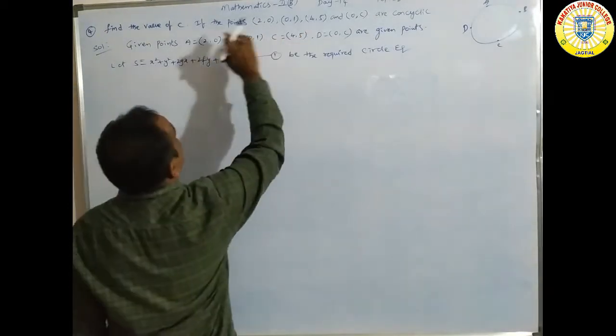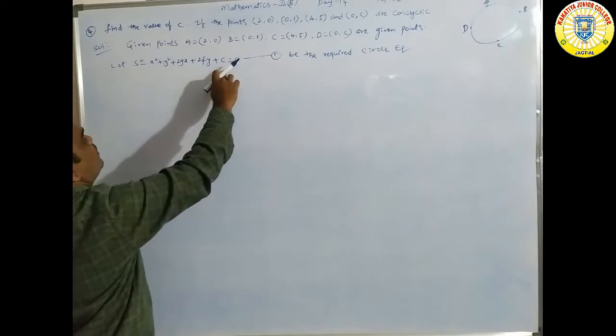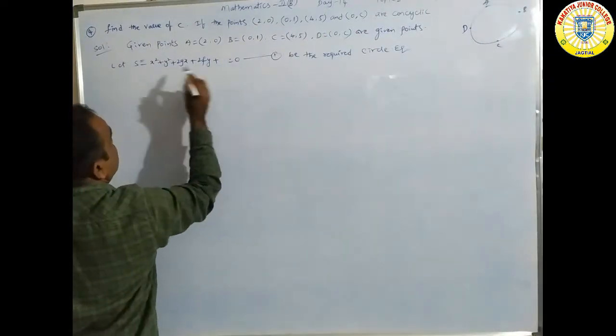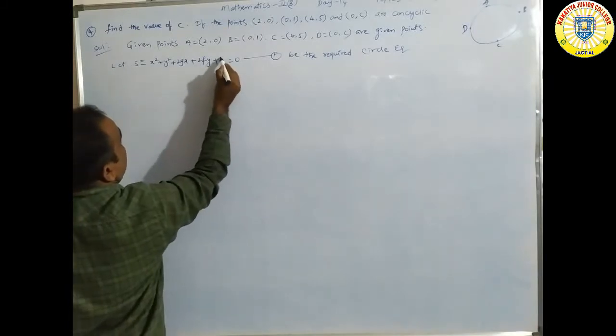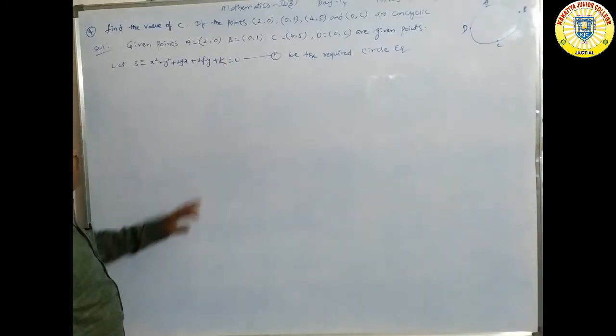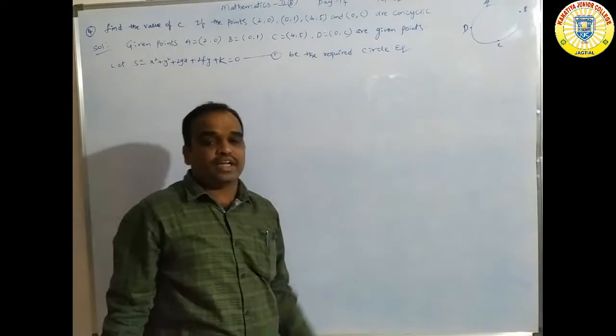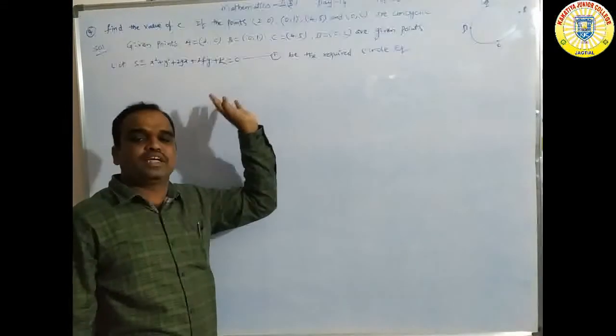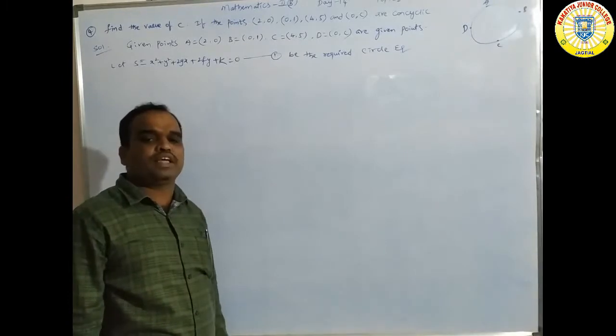But there is already a c in the question, and we want that c as the required value. That's why, for our convenience, we take x square plus y square plus 2gx plus 2fy plus k equals 0 as the required circle equation. In the place of c we are taking the k value.